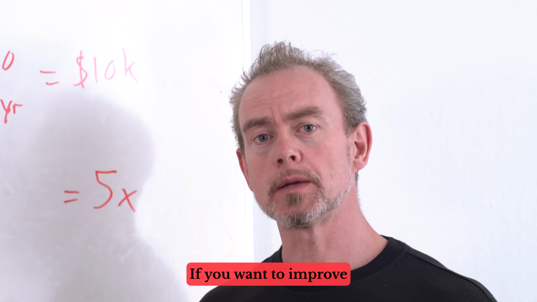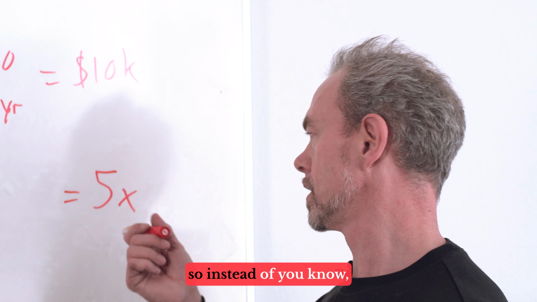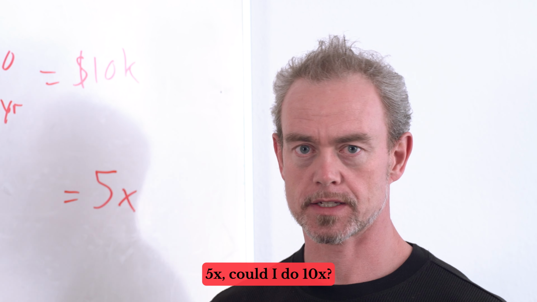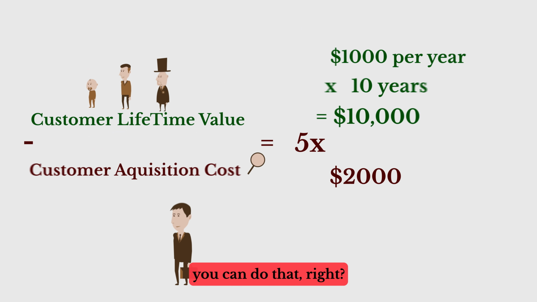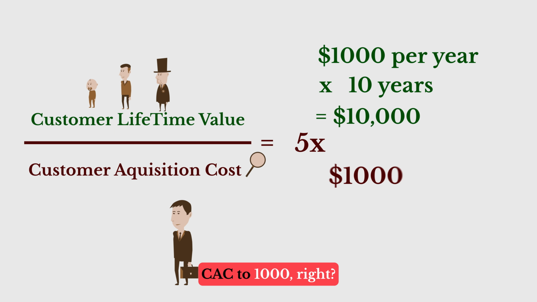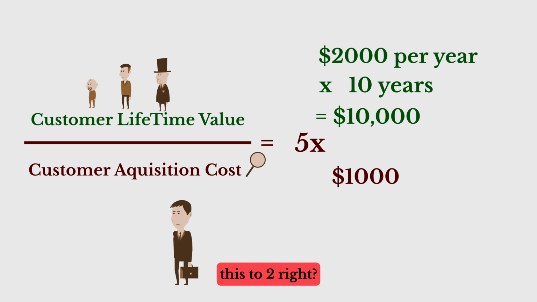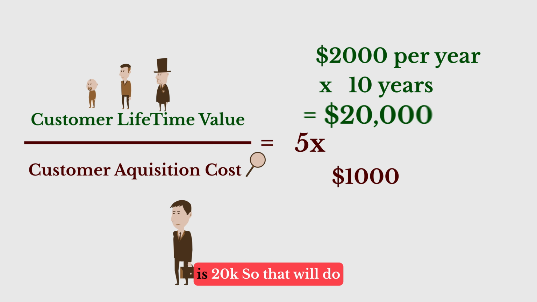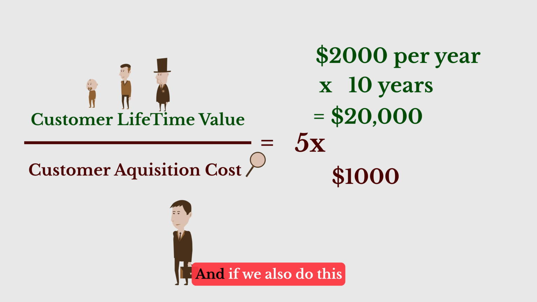Now, if you want to improve this ratio and say, okay, so instead of 5x, could I do 10x? Well, there are 2 ways you can do that, right? You can either reduce your CAC to 1,000, or you can increase either the time you have your customer or the price that they pay. So maybe we could also increase this to 2,000. So 2,000 times 10 years is 20K. That will do the trick. And if we also reduce the CAC to 1,000, now we actually have a 20x CLV to CAC. Really good. This is like best in class.